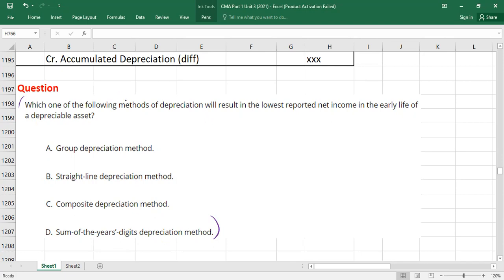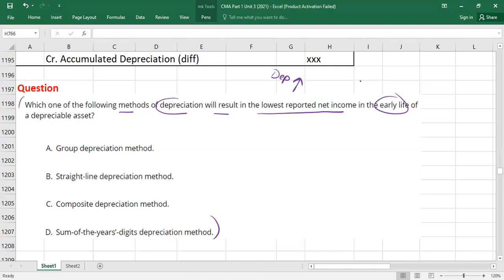So what they're saying is, which one of the following methods of depreciation will result in the lowest reported net income? Lowest reported net income is the method in which depreciation expense is higher. Obviously, profit will be lower there. And he told you in what? Early years. In earlier years, the declining method or the sum of years digit method. These two I wrote together, right? Declining or sum of years digit gives you higher depreciation. It means income will be lower.